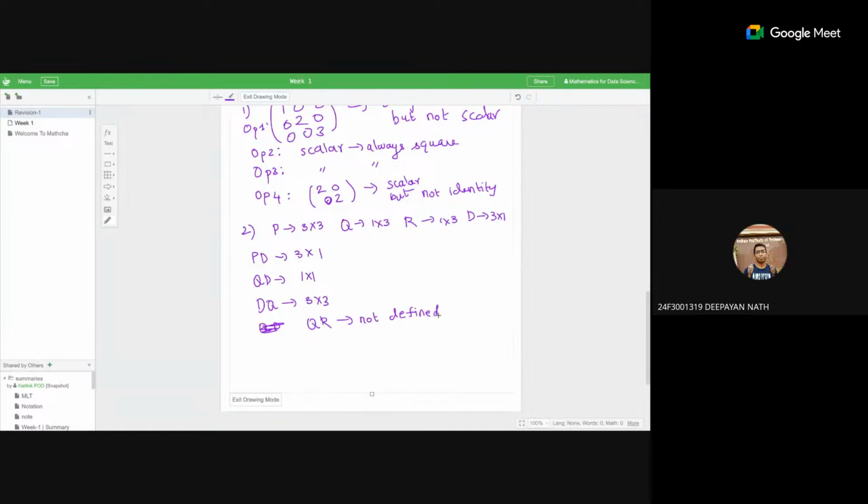What about P plus Q? Is it defined? No, ma'am. This is also not defined, right? Can you tell me the reason P plus Q is not defined? Are they of the same size? No, ma'am. For addition, that is the main condition, right?